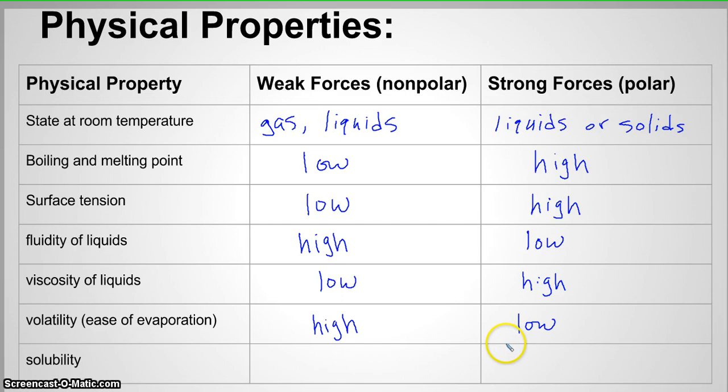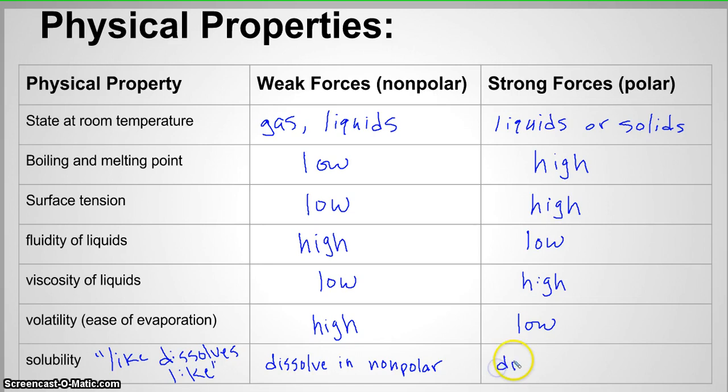Okay, solubility means if it will dissolve in something. Okay, so nonpolar things are only going to be soluble in nonpolar things. We use the term like dissolves like. Okay, so if something is nonpolar, then it will dissolve in nonpolar solvents. Okay, if something is polar, then they will dissolve in polar solvents. So water is polar. Oil is nonpolar. They don't dissolve in each other because they don't have the same attractions between the molecules.